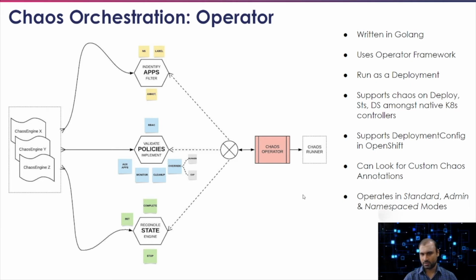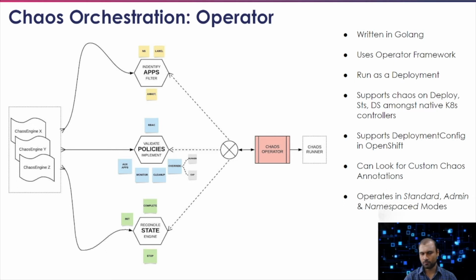Typically, the SRE or the cluster admin or DevOps admin installs Litmus and the CRDs via the Helm install and allows the developers or service owners to pull their own experiments from the chaos hub and create the chaos engines and operate. This is the standard mode.